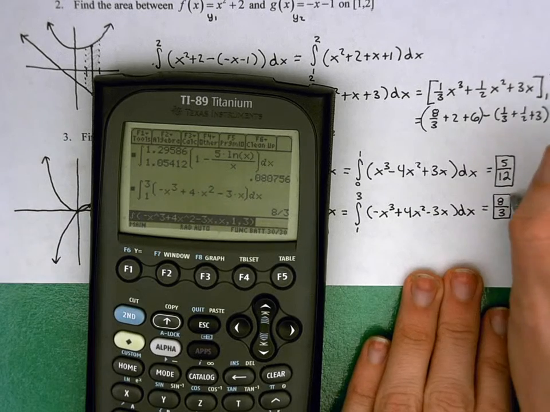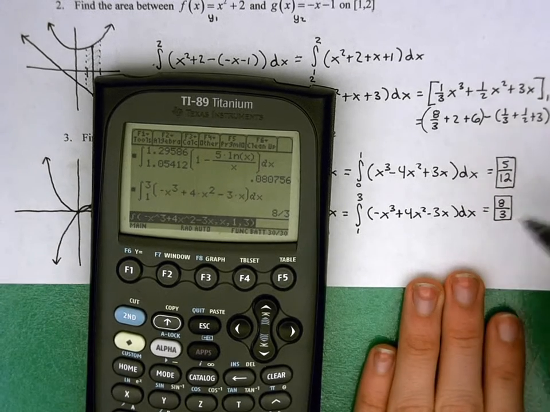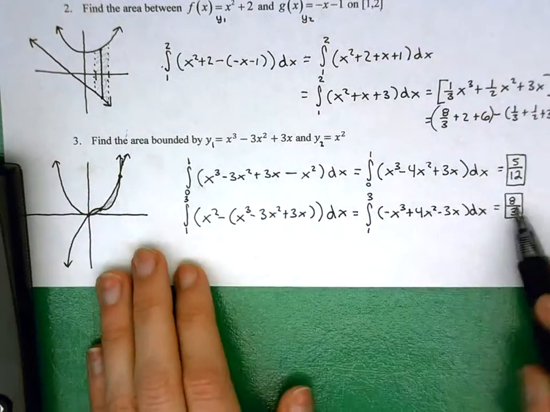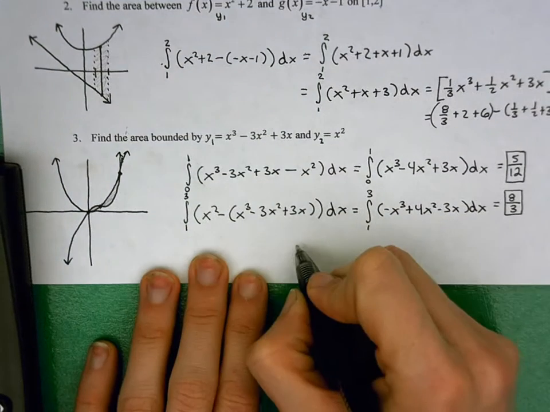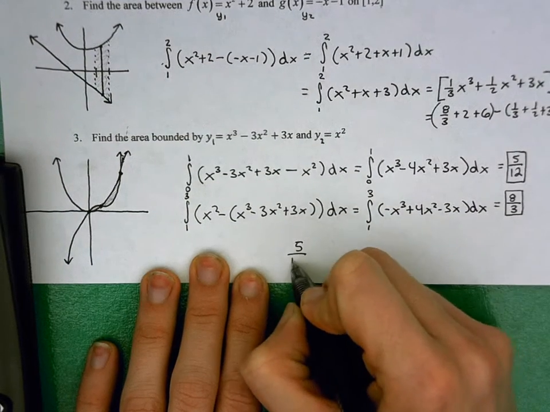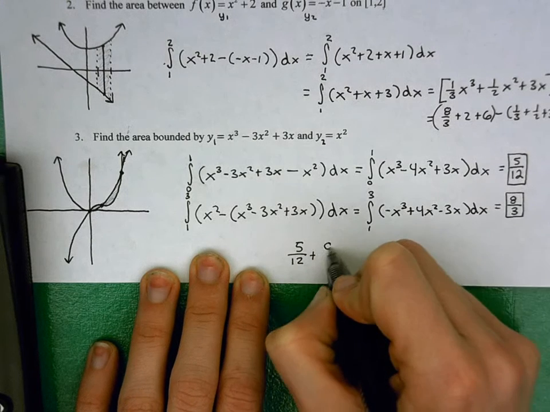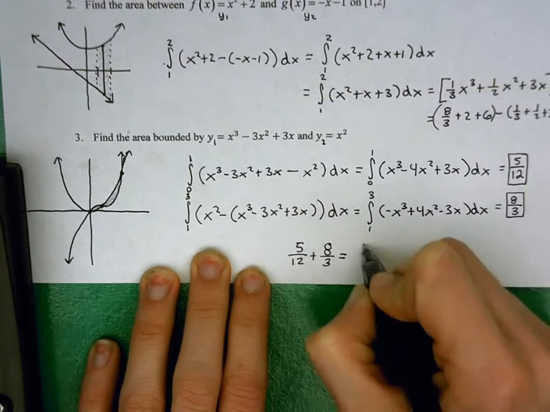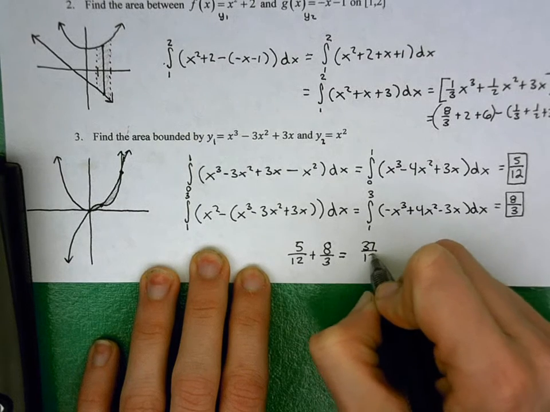Okay, but these are just sub-answers, right? 5/12 is the first piece, 8/3 is the second piece. Together, they'll give us our final answer, 5/12 plus 8/3, which equals 37/12.